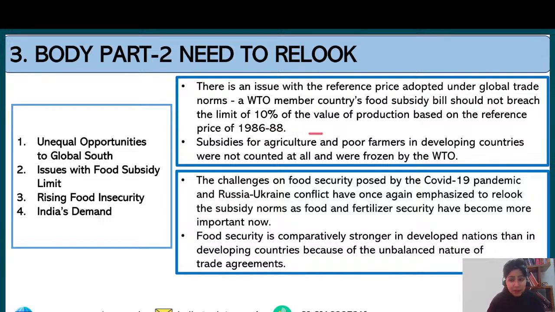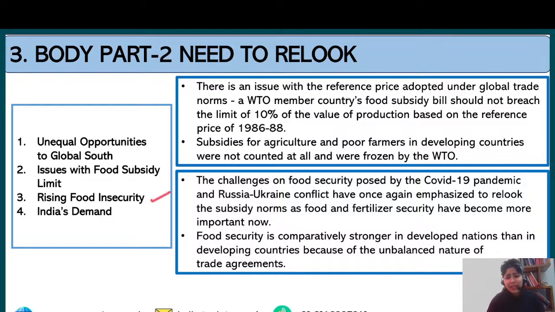So that is very much contentious, and this was challenged at WTO multiple times. This was the reason that the peace clause was brought in, that even if you exceed these subsidy limits, no legal sanctions will be laid. So the peace clause was brought in so that developing countries can function on their own and developed countries can also stay peacefully. Everybody can provide subsidies for their farmers. Subsidies for agriculture and poor farmers in developing countries were not counted at all and were frozen by WTO. That's the issue, as I've explained.